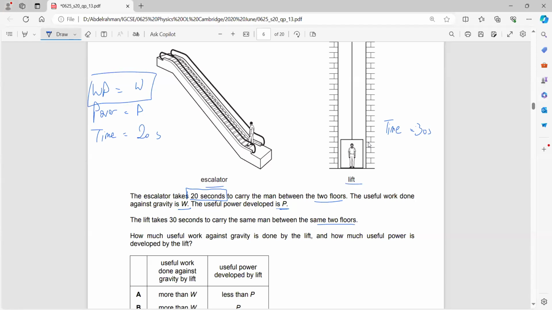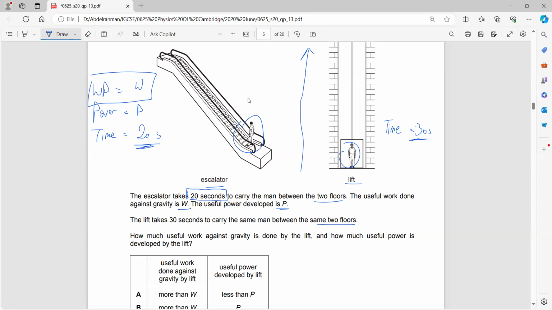The escalator and the lift: why the same work done? Again, because he's the same man and he's moved up the same distance. So basically, the same work done is being applied. What about the power? Is the power the same? No, the power is not the same. Why? Because the time is different.